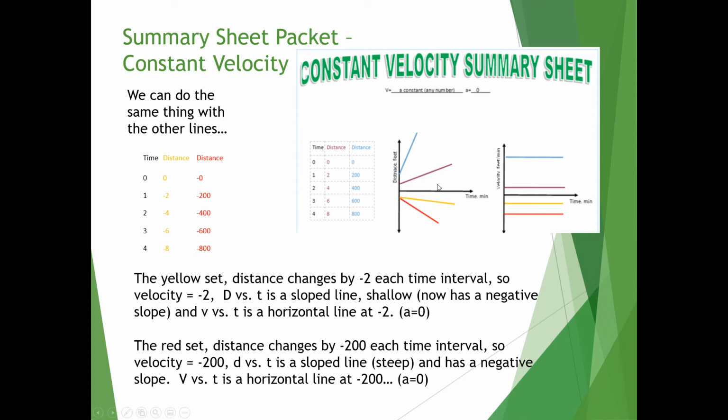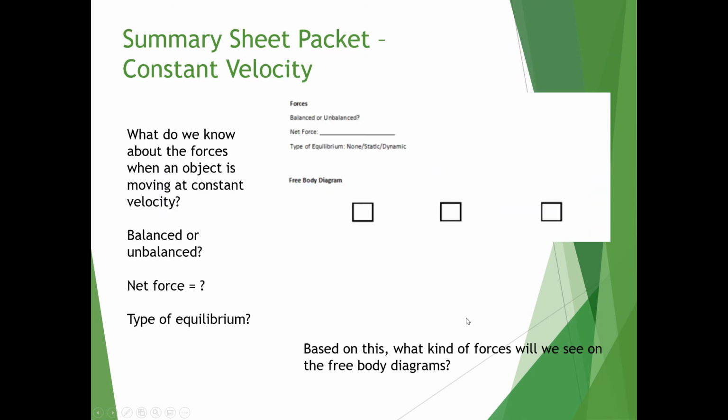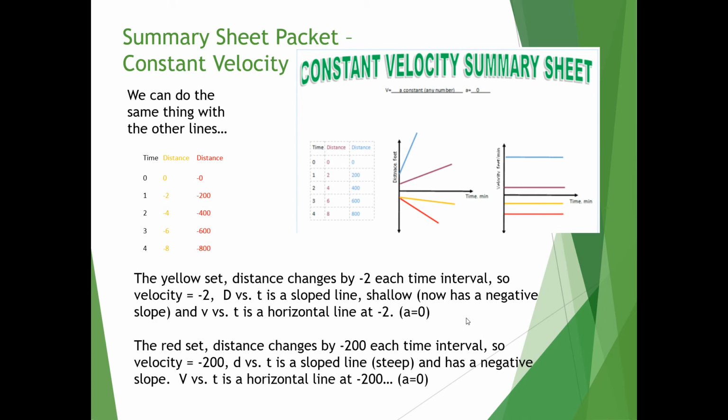So if we think about these, blue and purple have positive slopes. If we remember back from graphing and from math, those have positive slopes. And so they have positive velocities. These yellow and red have negative slopes, and they have negative velocities. So the slope is going to be very similar to what the velocities are. And again, all of these are going to have accelerations equal to 0 because there is no change in our velocity. It's constant velocity.